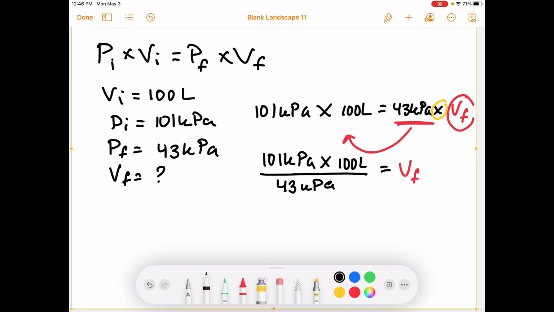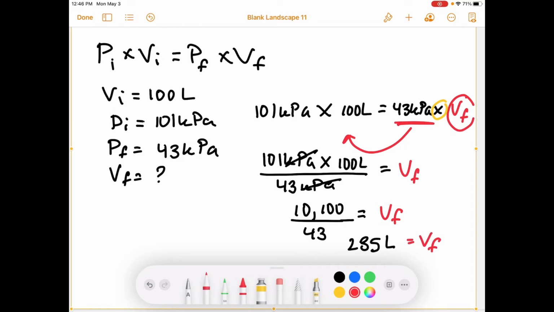Now, one thing you notice is that there's a kilopascal on top and a kilopascal on bottom, which means they can cancel out. Now we can do 101 times 100 divided by 43, that is 10,100 divided by 43, equals our final volume. Our final volume will equal 235 liters, because we're finding the final volume, and that is our answer.